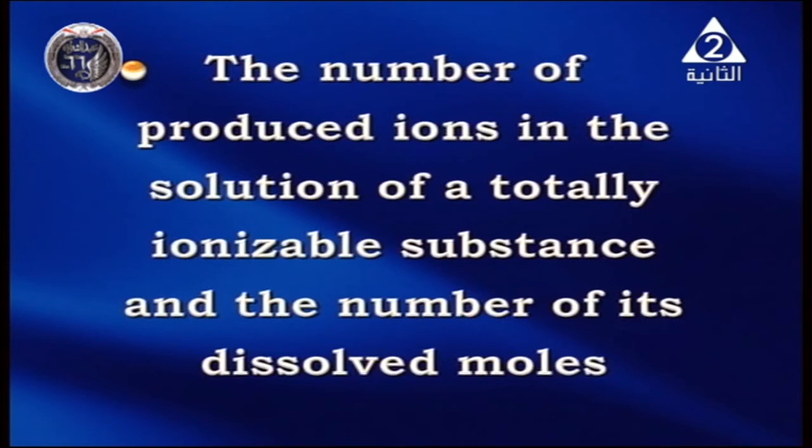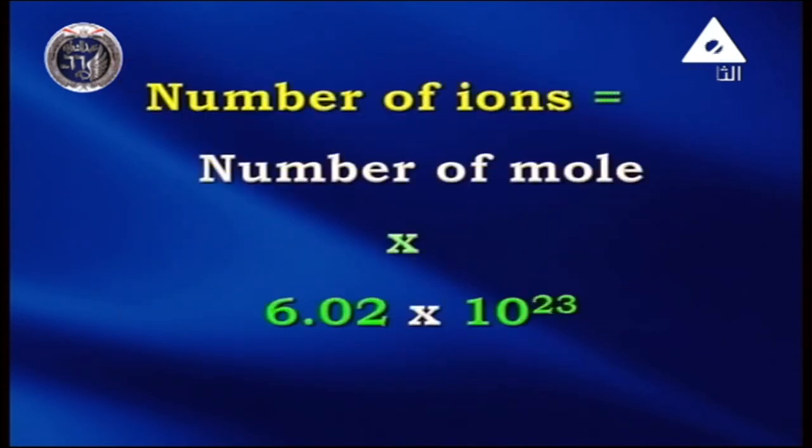Next one, the number of produced ions in the solution of totally ionizable substance and the number of its dissolved moles. If you think about it, yes, the answer it will be number of ions equals the number of moles times 6.02 times 10 to the power 23.